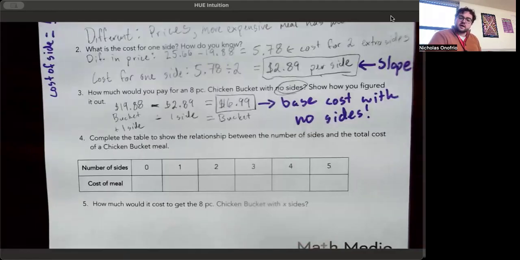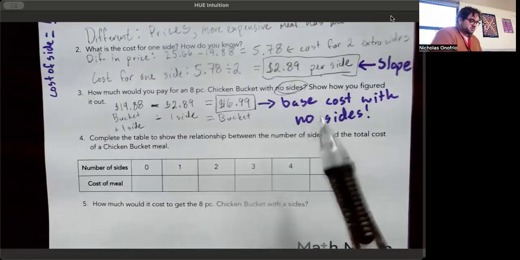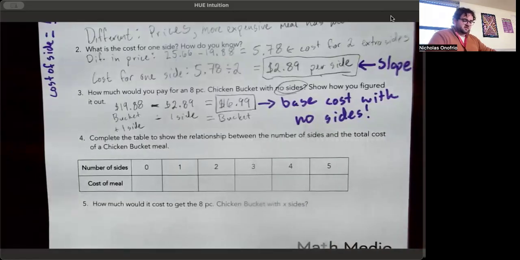Now, let's go ahead and complete question number 4. Complete the table to show the relationship between the number of sides and the total cost of a chicken bucket meal. Go ahead, and we're going to take 4 minutes for you to work through this with a partner or on your own. Pause the video and let's see what you get.